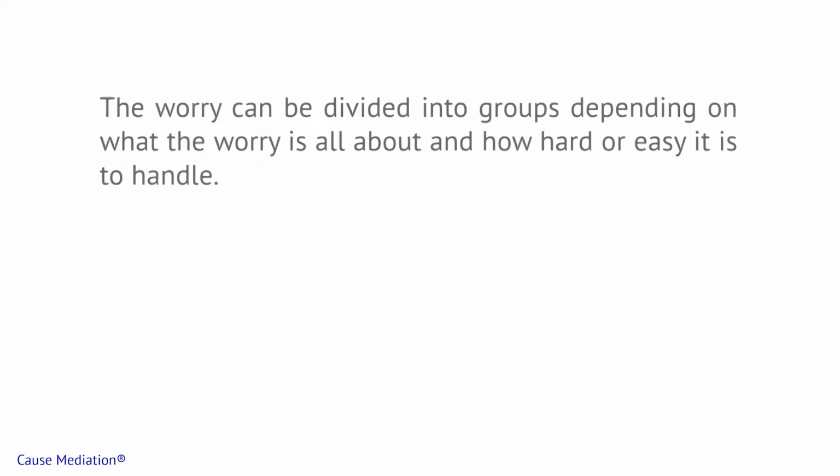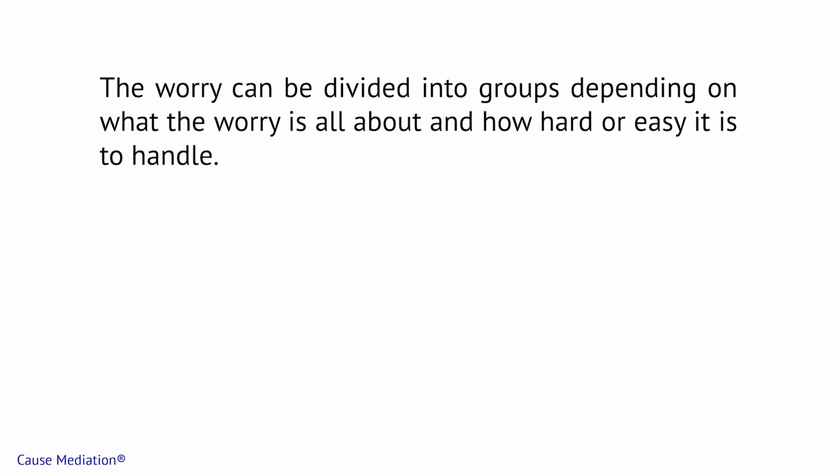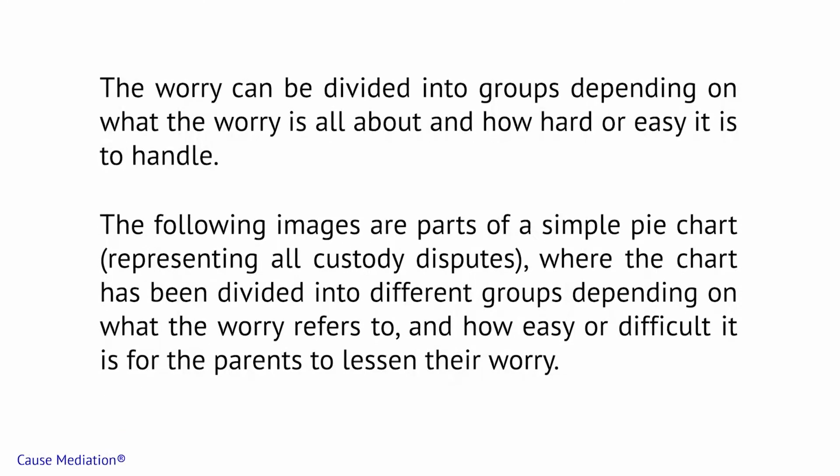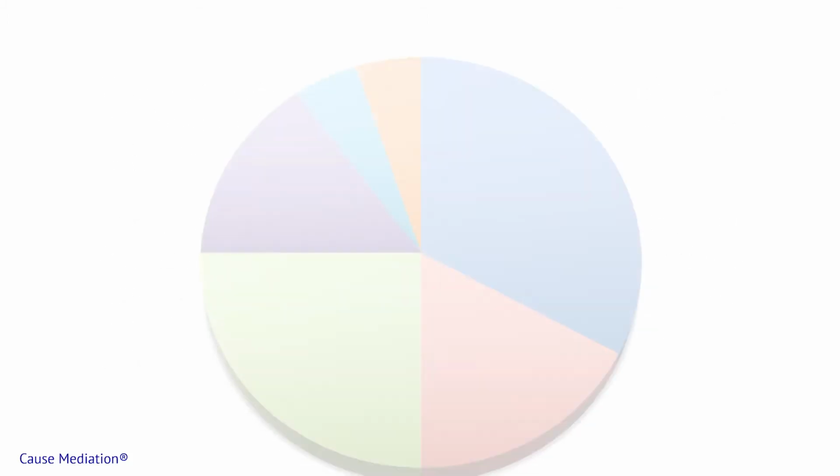The worry can be divided into groups depending on what the worry is all about and how hard or easy it is to handle. The following images are parts of a simple pie chart representing all custody disputes, where the chart has been divided into different groups depending on what the worry refers to, and how easy or difficult it is for the parents to lessen their worry.